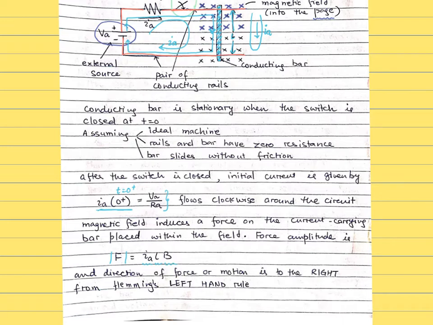So this is the direction of the force present. That's your thumb, which is pointing towards right. This is your second finger on your left hand. So thumb points towards right, so that means that's the direction of the force, which is given by IA L times B. So that means the bar will start moving towards right. This force will cause the bar to start moving towards right.